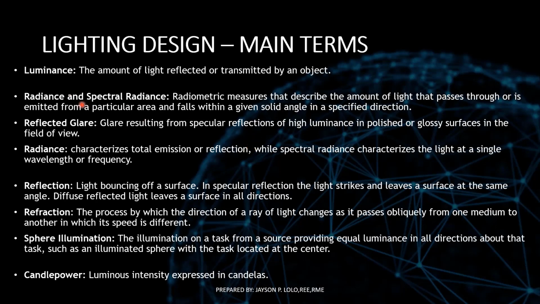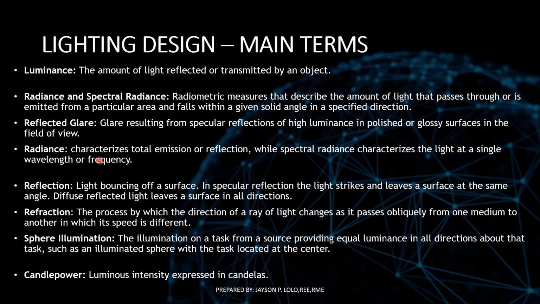We have luminance, radiance, reflected glare, reflection, refraction. This is common in physics, sphere illumination, and candle power. Radiance and spectral radiance are used to characterize both emission from diffused sources and reflection from diffused surfaces. The SI unit of radiance is watts per steradian per square meter. I'm just giving you information about this, but this is not part of solving the lumen method. Under your course, this is just additional information.